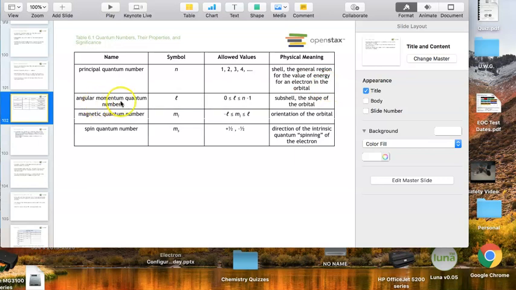The angular momentum quantum number, l, is the subshell. It's the shape of the orbital. So we know s subshells have a spherical shape, p subshells have a dumbbell shape, and d and f are more complicated.